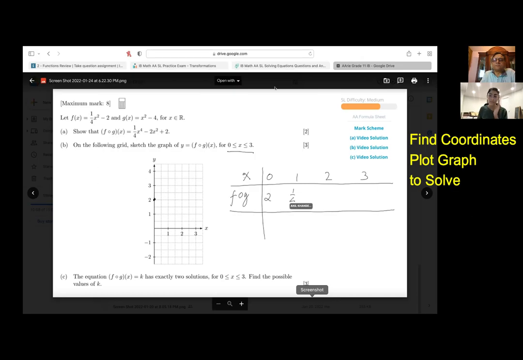So the second value is 1/4. Correct. 2 to the power 4 is 16. So 16 over 4, so that's 4 minus 4 plus 2. The third value, sorry, is also 2. Add 2, it is 2. And the third value would be 9 times 9, which is 81 over 4 minus 6 plus 2, which gives us 65 over 4, which is not the best value.